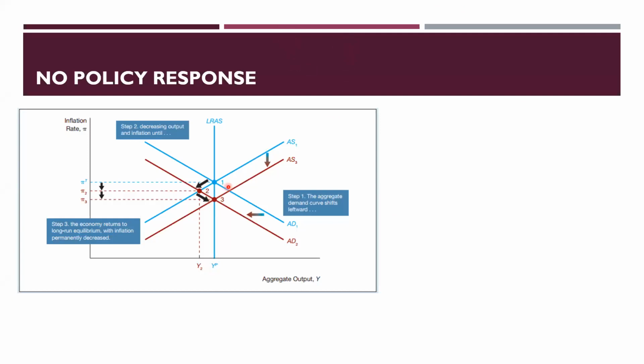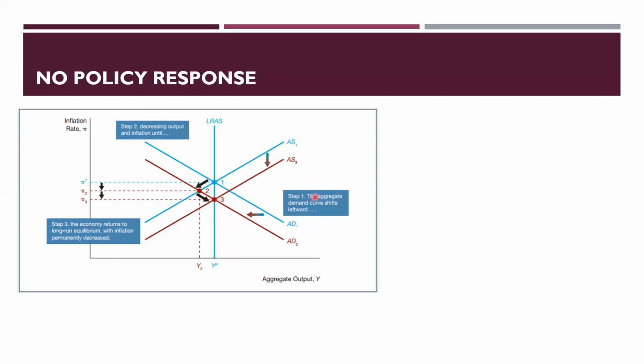And the result would be an outward shift of the supply curve until a new equilibrium is established at point number three, where aggregate supply 3 is equivalent to aggregate demand 2, but at a lower level of inflation, restoring the potential level of output. So step number 3, the economy returns to long-run equilibrium with inflation permanently reduced. This occurs when there is no policy response.